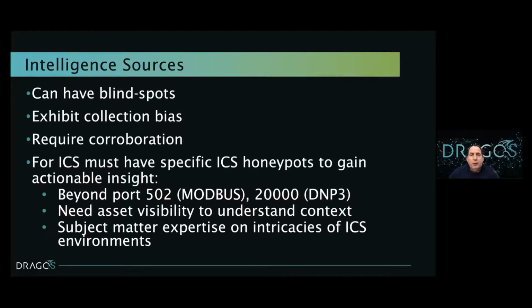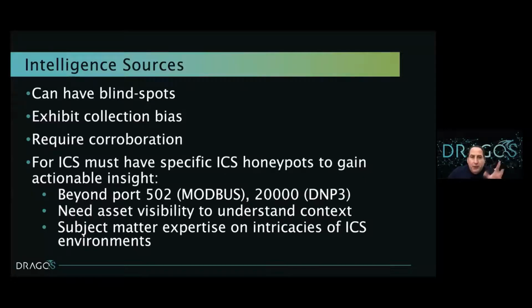And of course, intelligence sources can have blind spots. There can be collection bias. And collection bias would mean, for instance, if you have a company that only has telemetry in the United States, that's collection bias. We're only getting information from the US. We're not getting information from Europe or Asia, North America, Mexico, South America. We're not getting information from anywhere else. So that can be a problem.